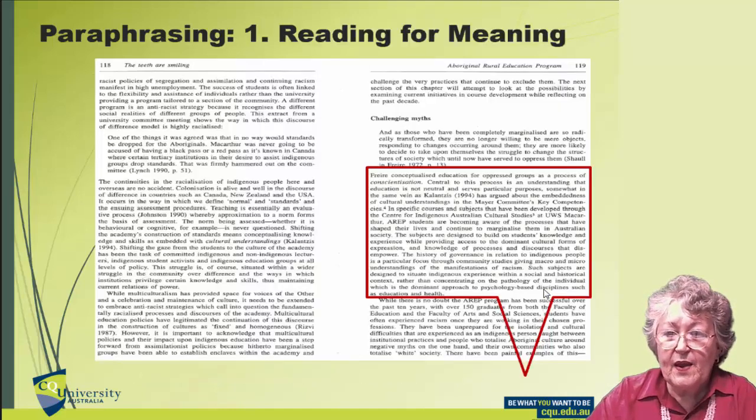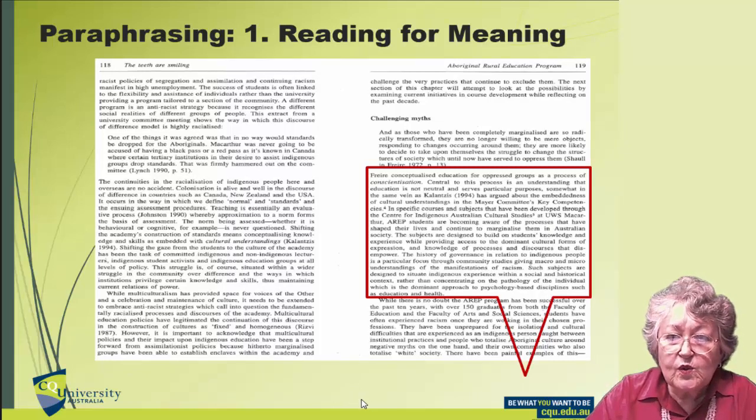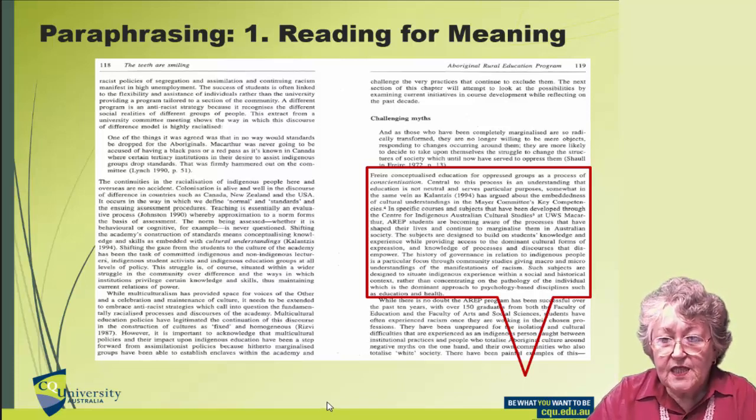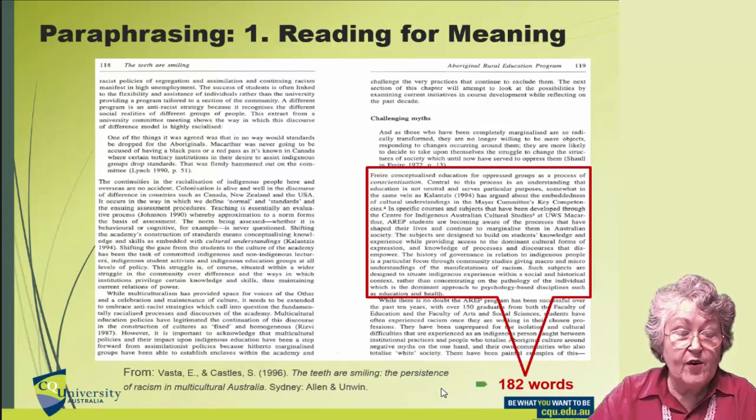So let's have a look at what happens when we paraphrase. Here we have a document out of a book called The Teeth Are Smiling. It was a textbook about Aboriginality in Australia, and particularly in the rural area. And this particular chapter is about Aboriginal rural education program. And what I've done here is highlighted one single paragraph. Vasta and Castles are the source, and there are 182 words altogether within that paragraph. And I'm about to paraphrase it for you.